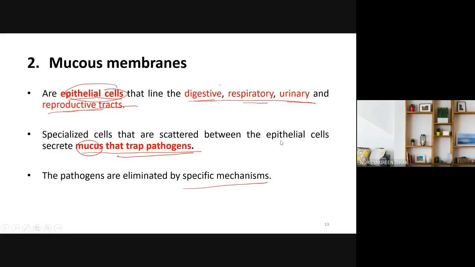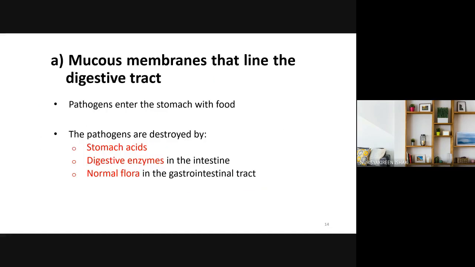Okay, so tadi kita ada apa? Digestive, respiratory, urinary, and reproductive system. So kita akan tengok for each one. Okay, so mucous membrane that lines the digestive tract. So pathogen enters the stomach with food. So all the food that you eat is not 100% clean, for example. Okay, so it is contaminated also by bacteria. Okay, so these pathogens are destroyed by the stomach acid. Your stomach can produce apa? HCl kan? So that's why the pH of your stomach is really acidic, pH 2.